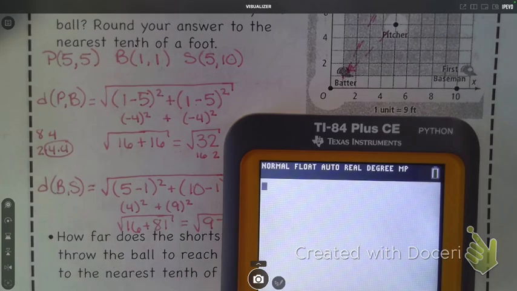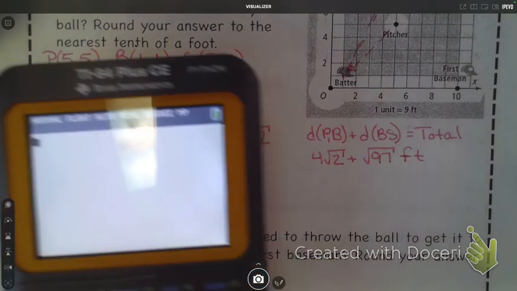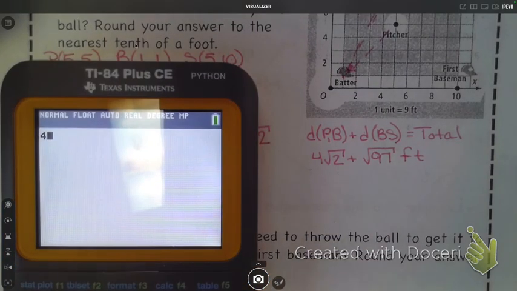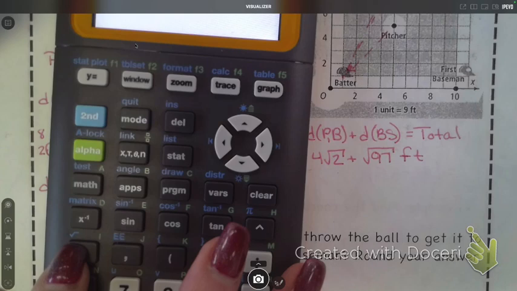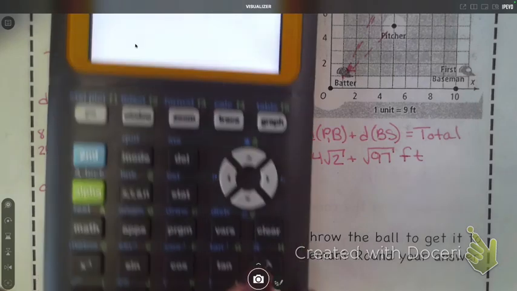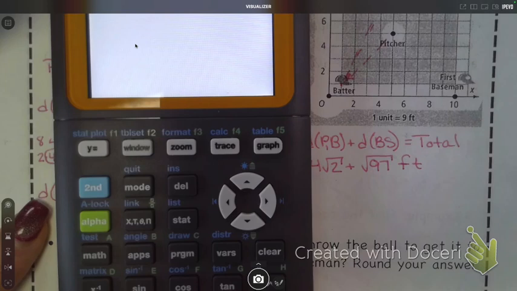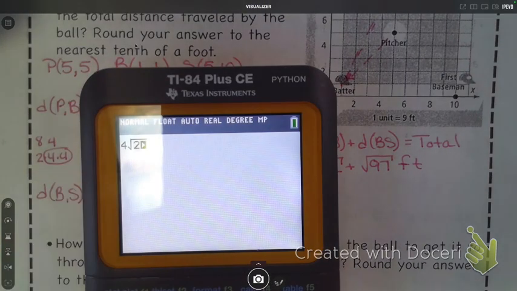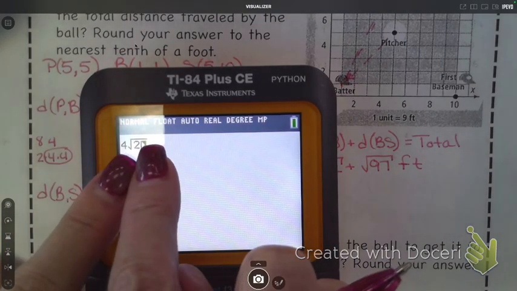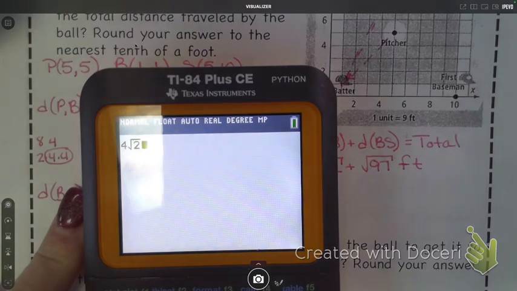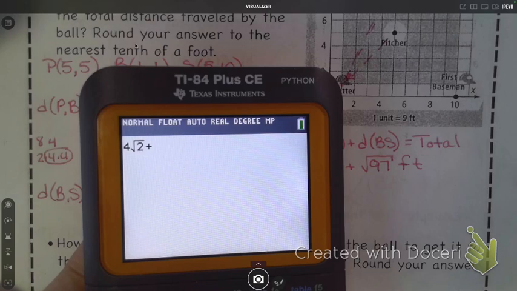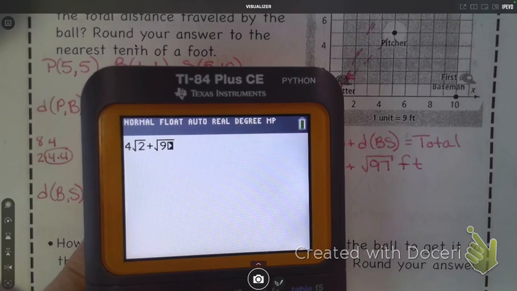So I just put mine up here, and you put it in there exactly how you see it: 4 and the square root. There's a little square root button right here. See that square root? It's blue, so I have to push the blue button. Square root of 2 plus, and I'm going to hit square root again. 4 square root of 2. In this calculator, and I think in the other little ones, you see how the square root is still going? You have to arrow out of that so it stops it. And then plus the square root of 97.